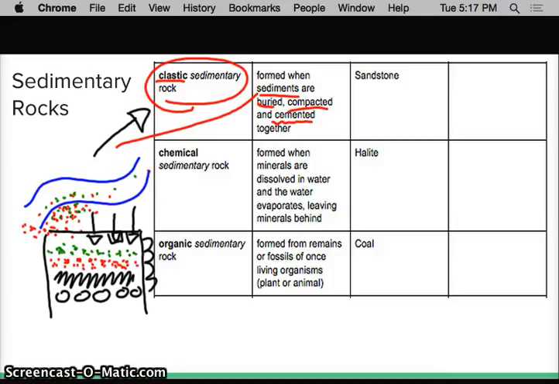Okay? So that's what a clastic sedimentary rock is. It's formed of sand, it's formed of rocks, it's formed of even larger rocks, like larger boulders and things like that. Okay, so that's our clastic sedimentary rock.